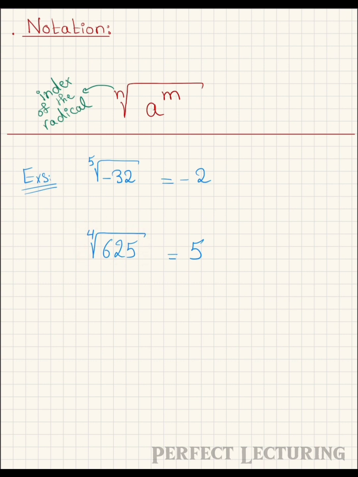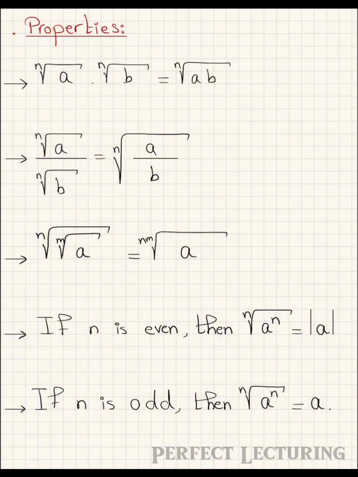As well as this, the fourth root of 625. But what about the square root? Does this mean that it does not have any index? Well, the answer is no. The index is 2, but when the index is 2, we do not need to write it. It is by default 2.